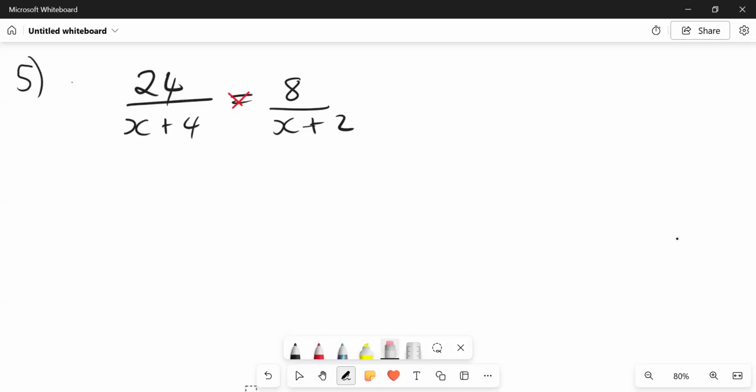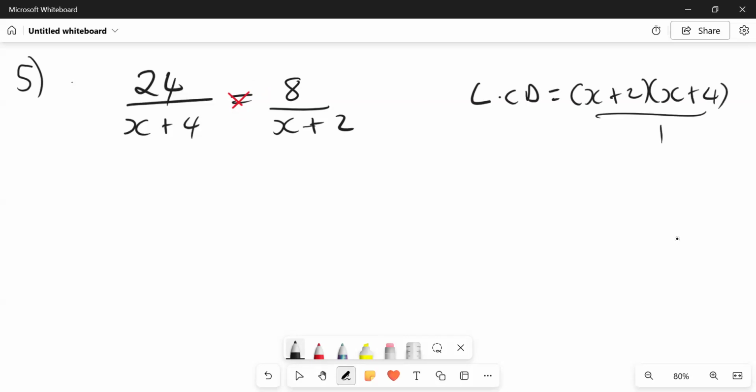What is the LCD here? You have your x plus 2 and your x plus 4 over 1. Now, take the first part of the fraction, multiply it with the LCD.